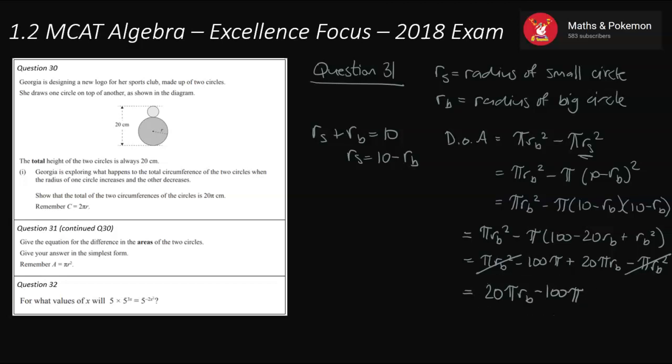Over here, there's not much more I can do, actually. There's some common factors, so potentially I could factorize, so that there would be 20 pi, and then that's the radius of the big circle minus 5. But I think if you got to either of these answers here, those would be the expressions, because don't forget we've got the difference of the areas.